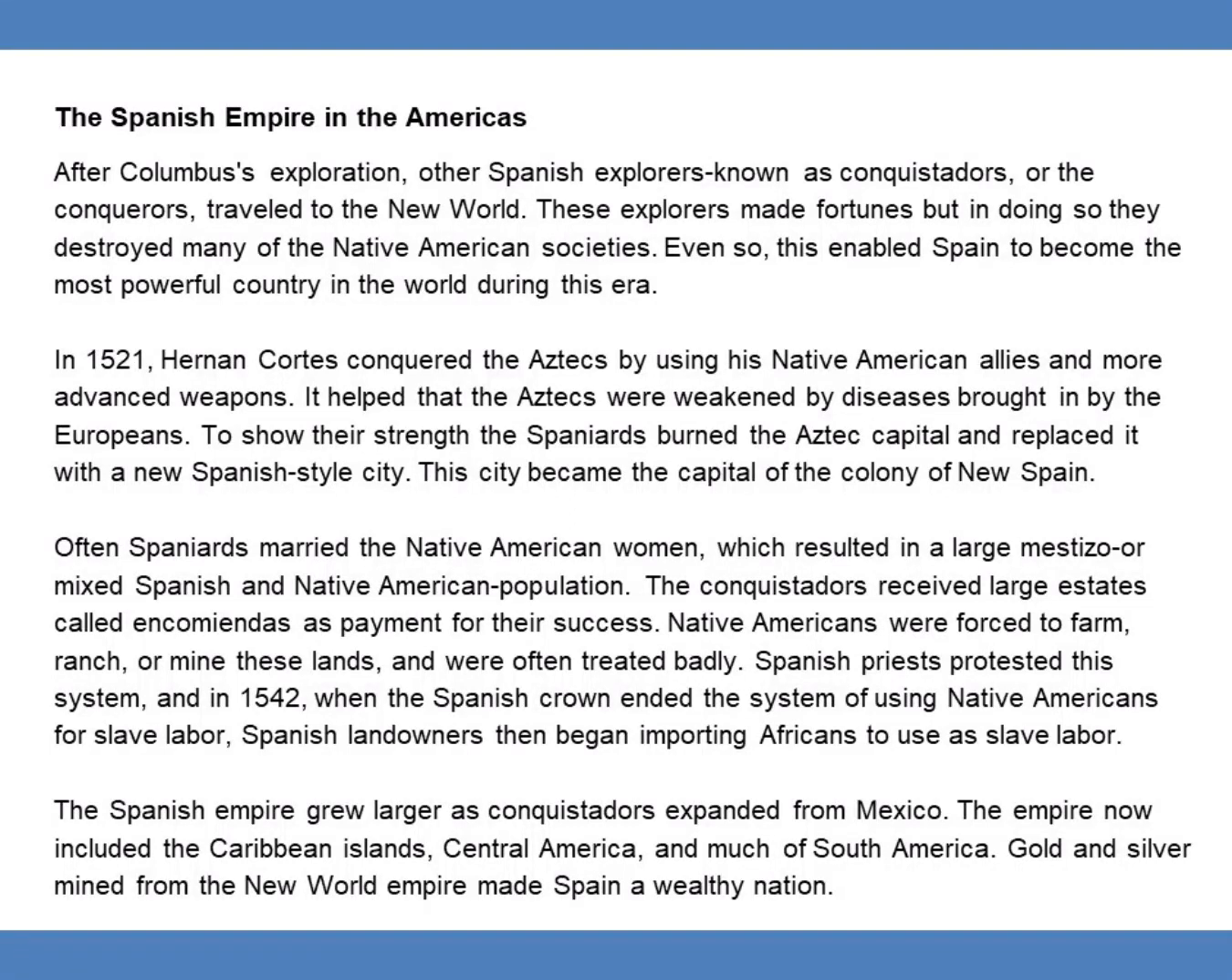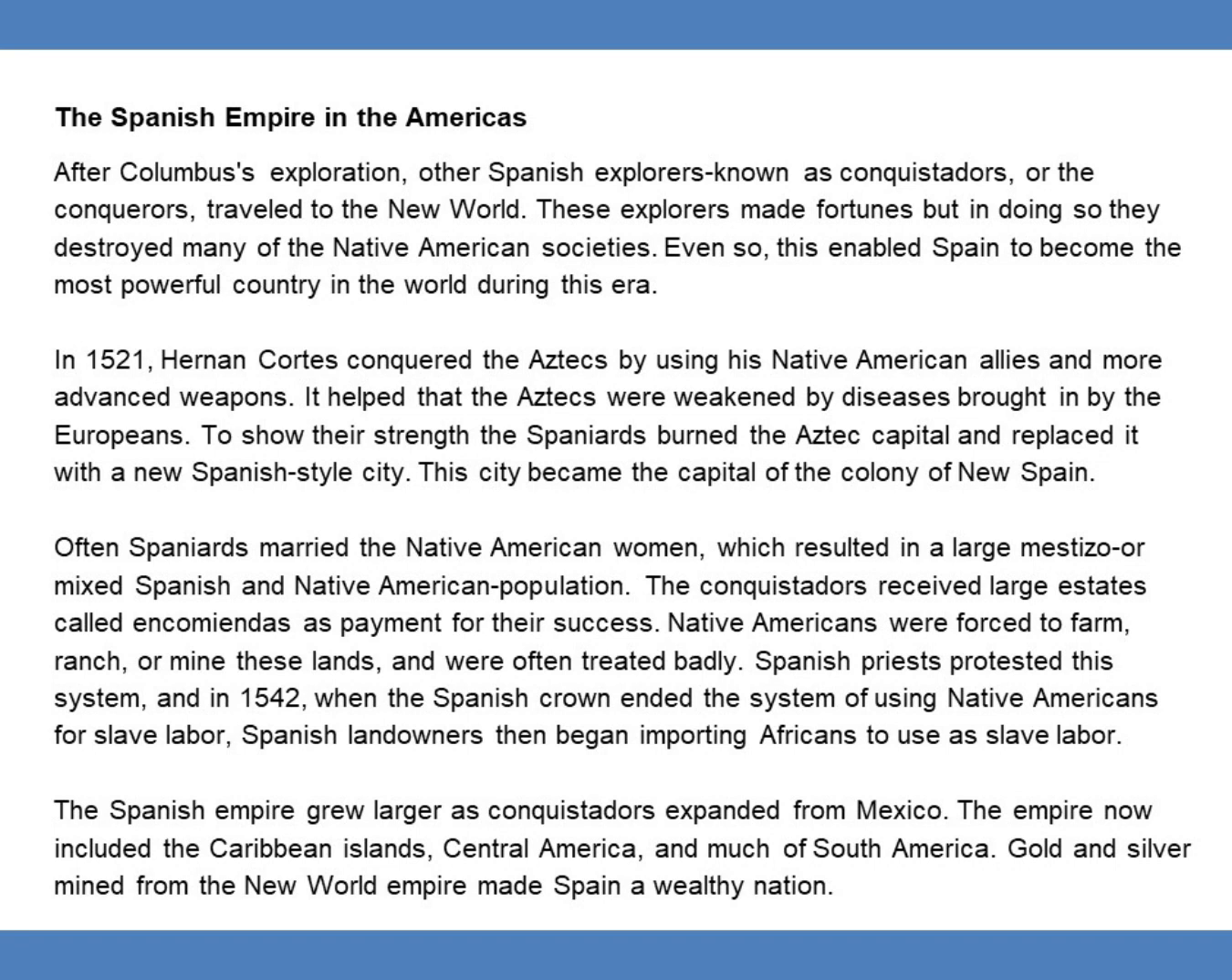Often, Spaniards married the Native American women, which resulted in a large mestizo, or mixed Spanish and Native American, population. The conquistadors received large estates called encomiendas as payments for their success. Native Americans were forced to farm, ranch, or mine these lands and were often treated badly. Spanish priests protested the system, and in 1542, when the Spanish crown ended the system of using Native Americans for slave labor, Spanish landowners then began importing Africans to use as slave labor.